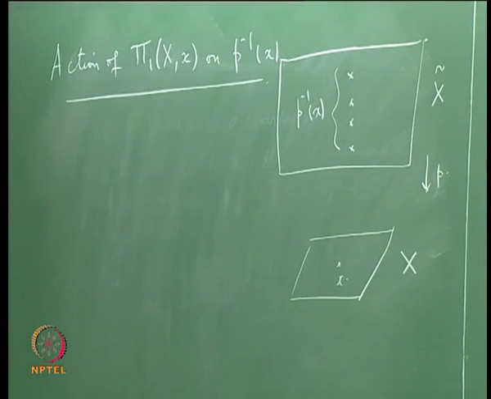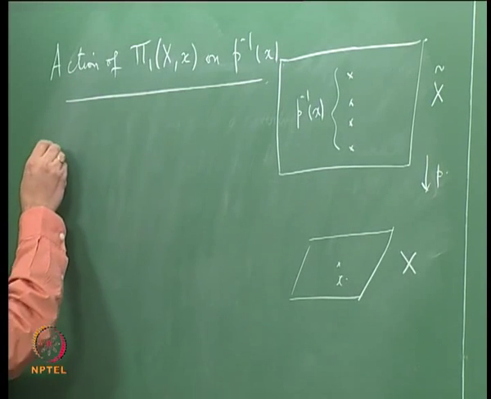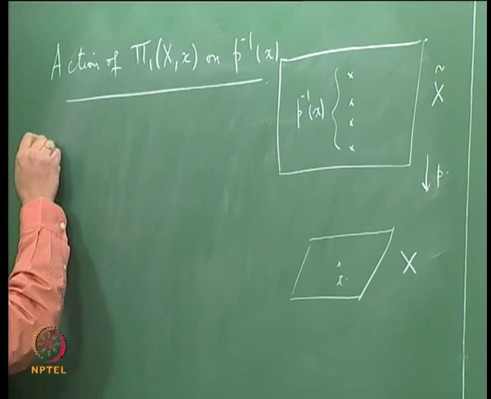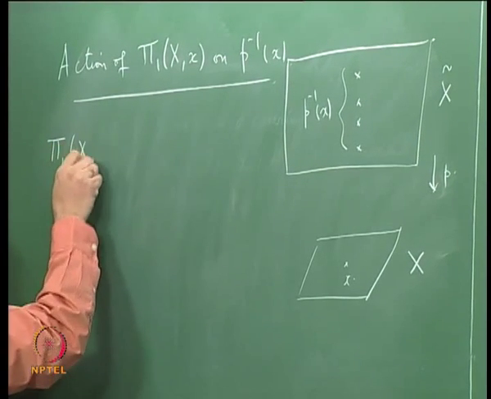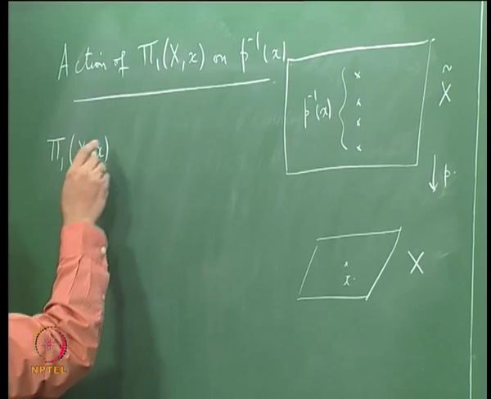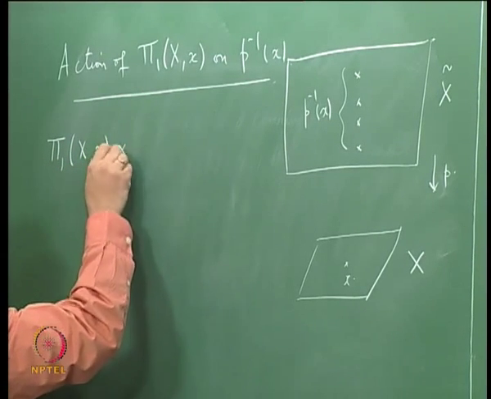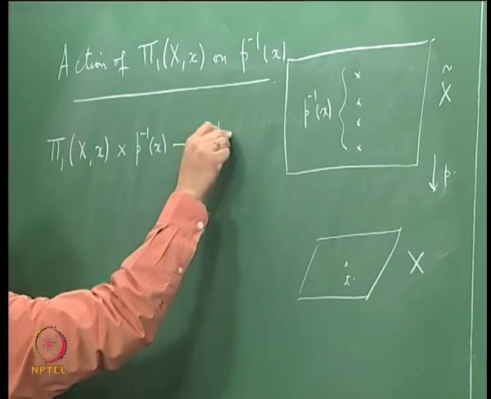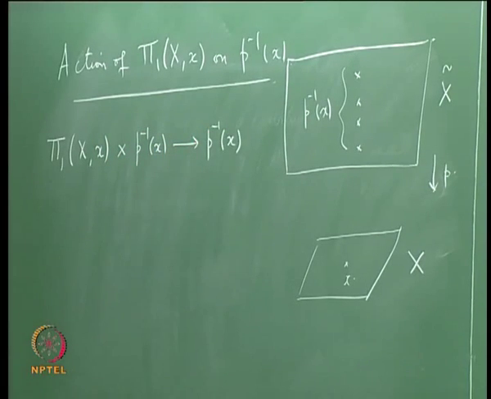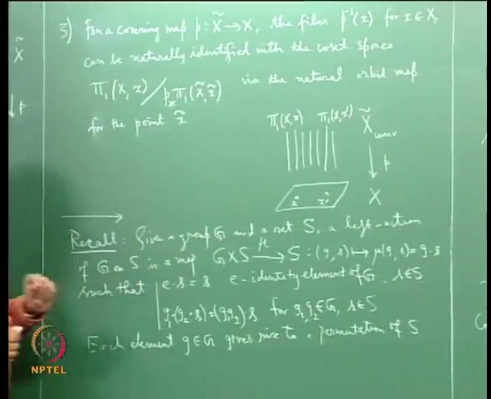Now first of all I have to show that there is an action, okay. So what do I do? I'll have to give you an action map, from pi 1 capital X comma small x cross the fiber into the fiber. I have to define an action map just like this, okay.